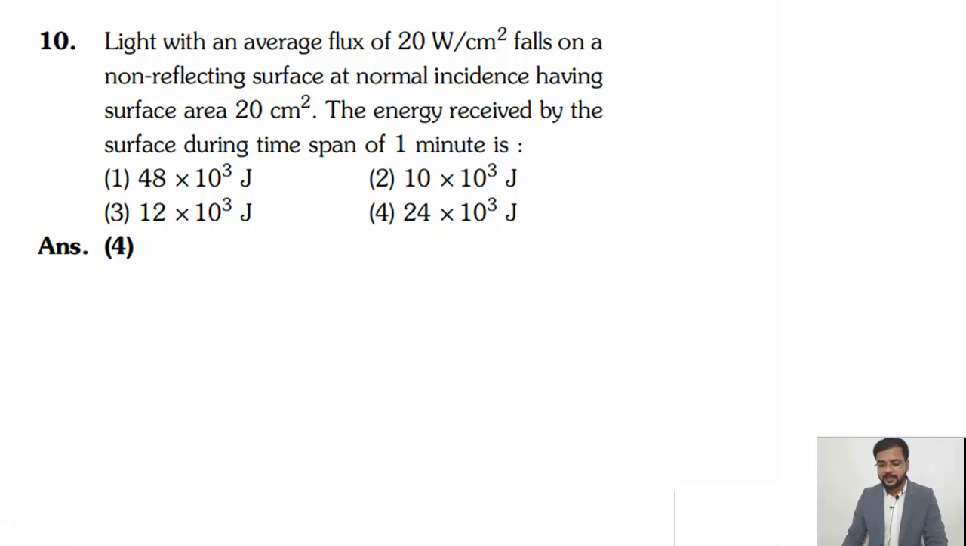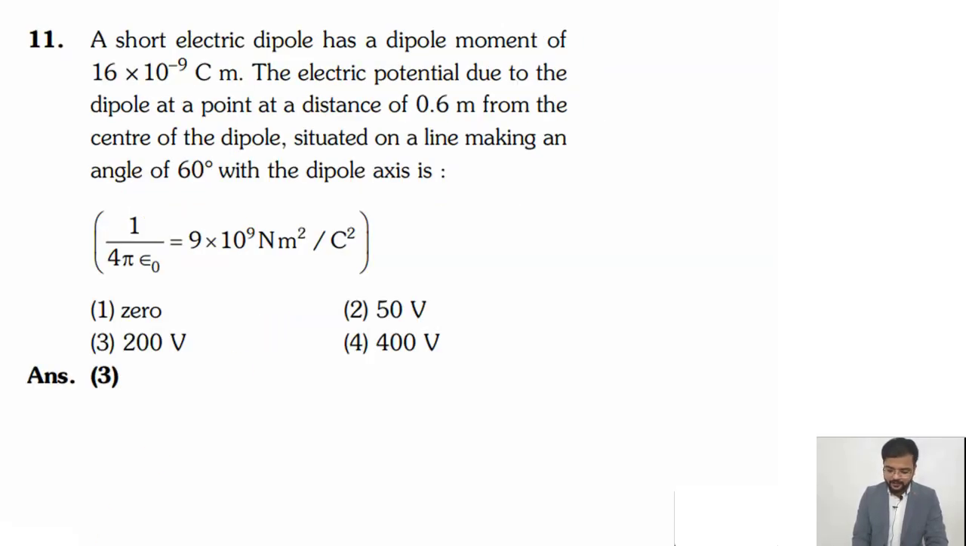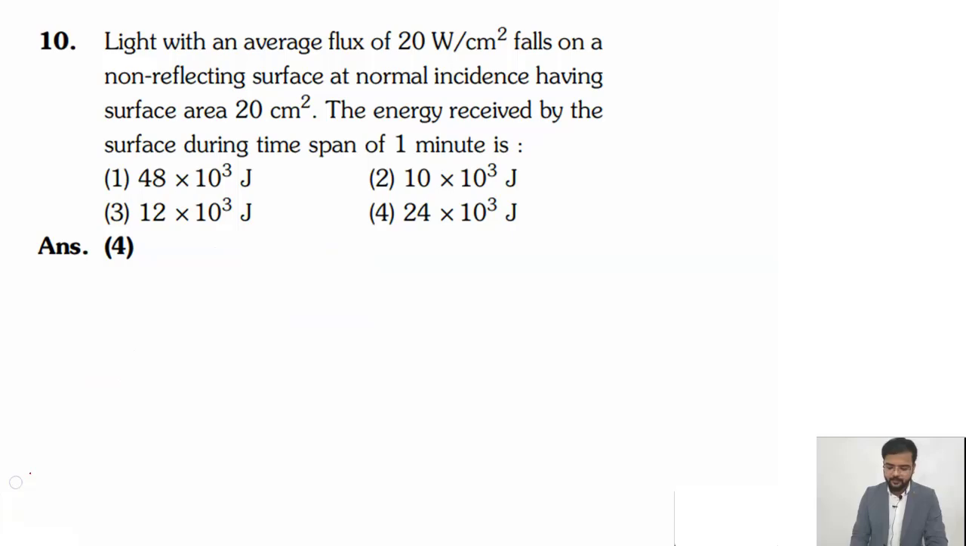The energy received by the surface during a time span of 1 minute is... Okay, so the energy received by the surface will be, see here, energy equals what? Flux into area into time, correct? So flux is what is given here, 20, area is also 20, and time is given as 1 minute.